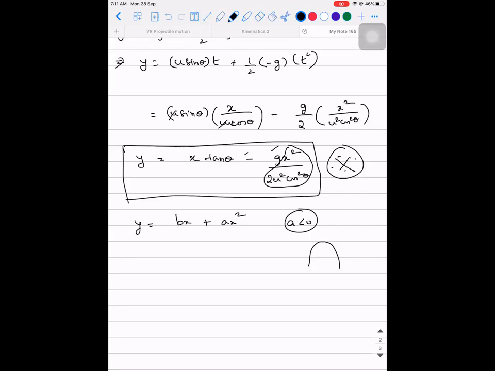y equals x tan theta minus gx square divided by 2u square cos square theta. This expression has to be remembered because you can use this concept in 12th standard as well. If the object is moving under the influence of any field other than the gravitational field, then instead of g, you will write that particular field's acceleration.